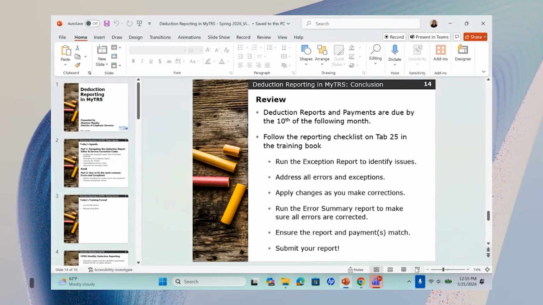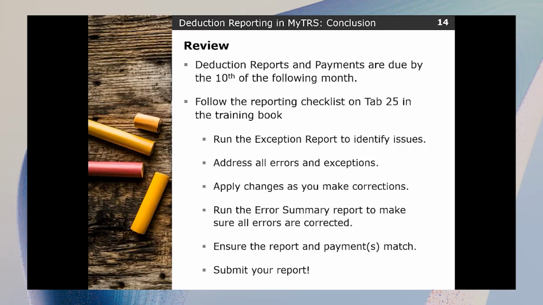In conclusion, I just want to say a couple of things. Reminder that the deduction reports and payments are due the 10th of the following month. If you have a hard copy of the training book from the winter of 2021, in the last tab, tab 25, if you are particularly new to deduction reporting, there is a deduction reporting checklist. You can fill it out, make copies, and check off the steps as you go. It also references where in the book you learn about certain steps.